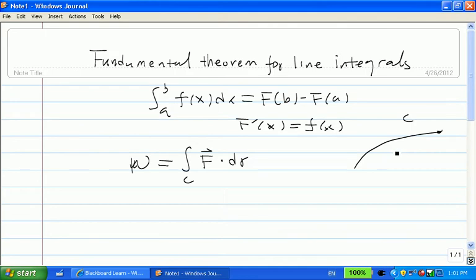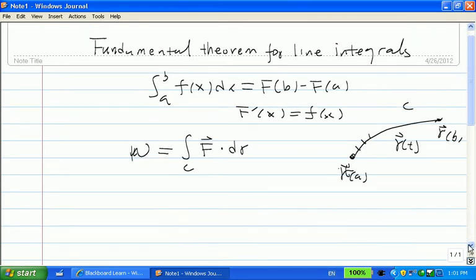Any curve can be described by a parametric equation r. This point is r(a): t equal to a gives you this point. This point is r(b): t equal to b gives you this point. Force times displacement, for each small piece, you just add them together and take a limit.